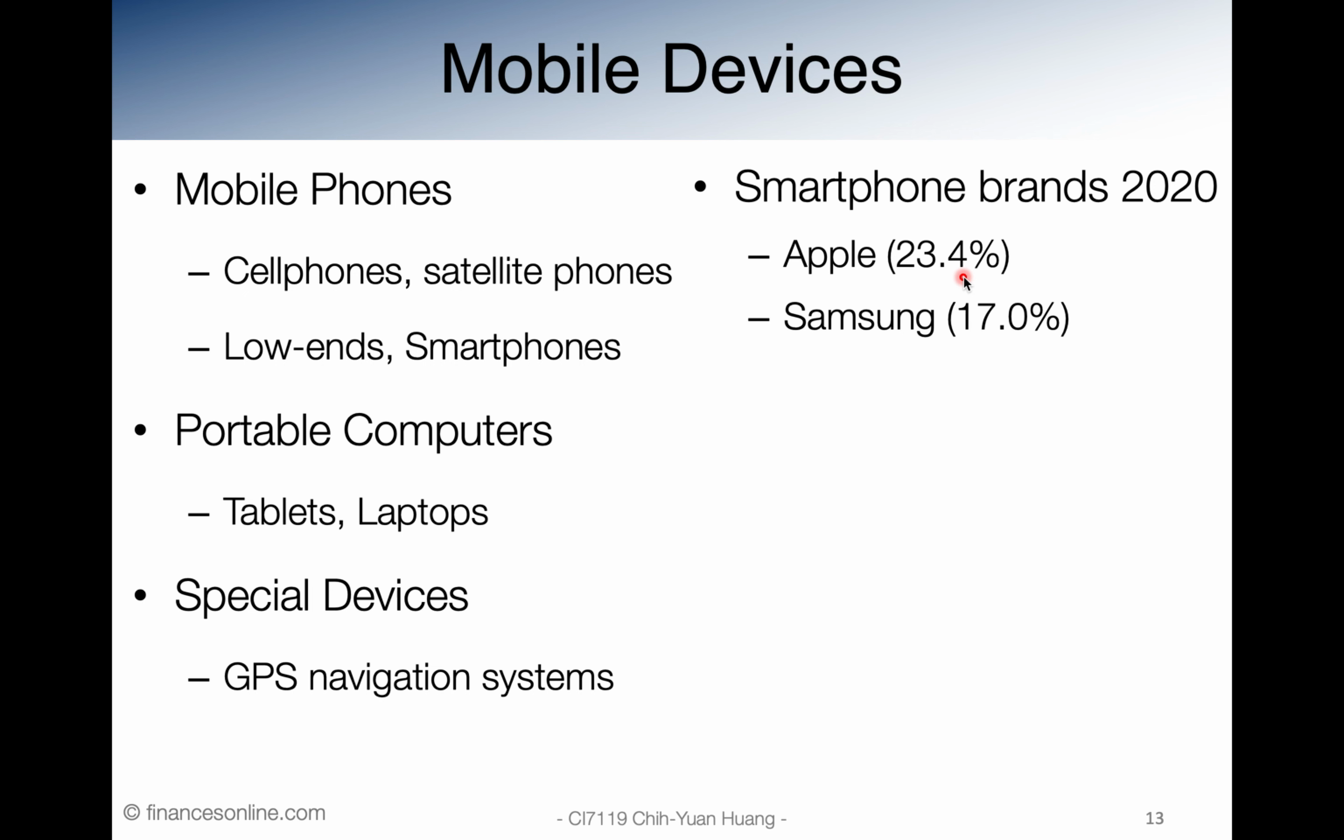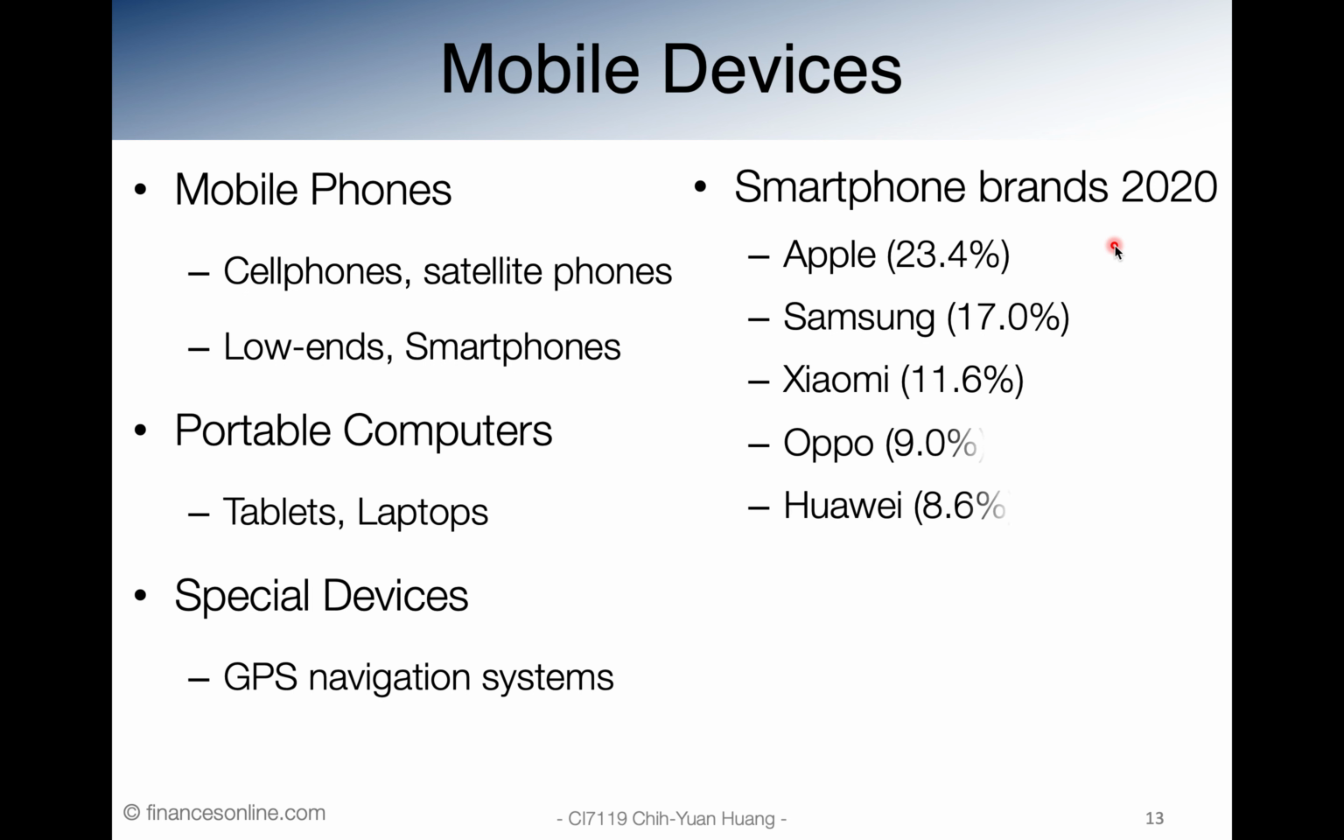The next one is Samsung. It covers 17% of the market share in 2020, and then Xiaomi occupies 11.6%, Oppo 9%, Huawei 8.6%, and others are about 30%. So these are the smartphone brands in 2020.